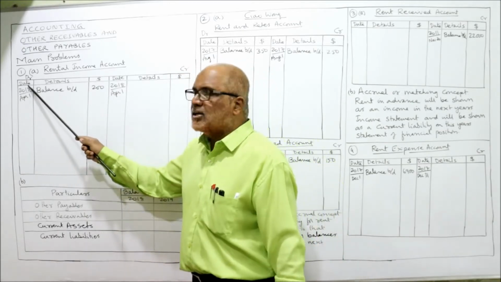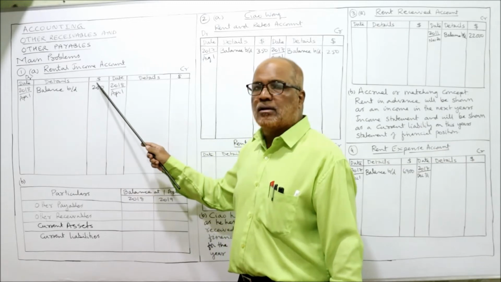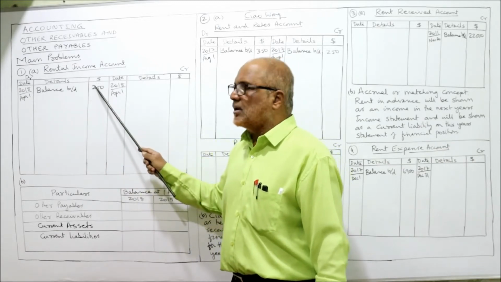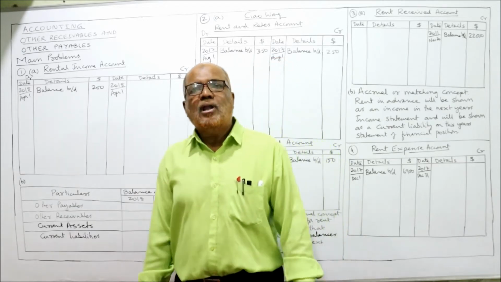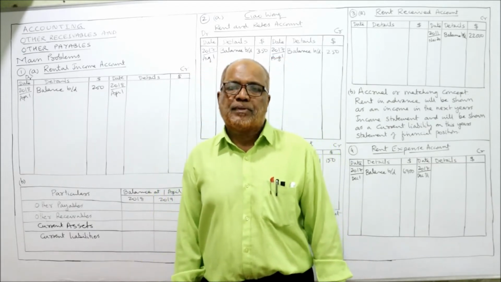The 3 columns are date column, details, dollar. These three columns are on debit side. Three columns on credit side, date, details and dollar. Now we have to see the opening balance.